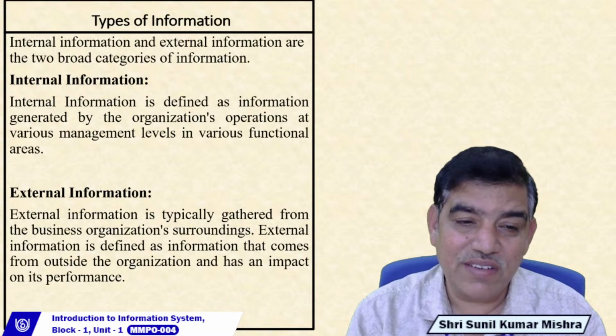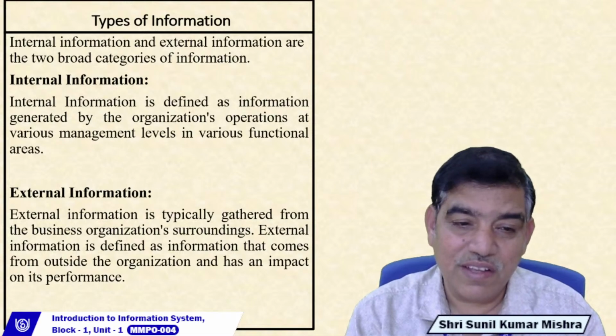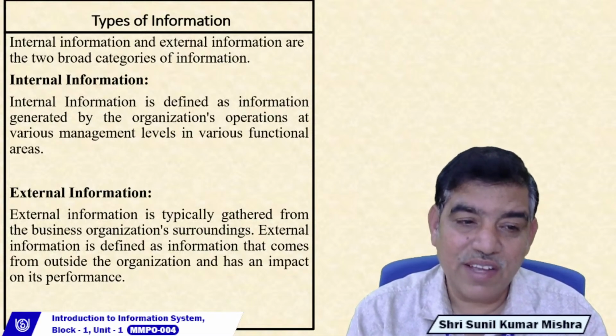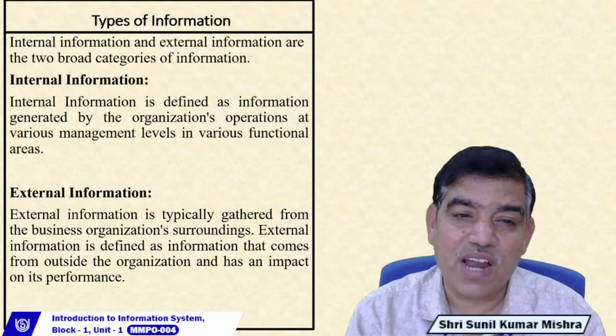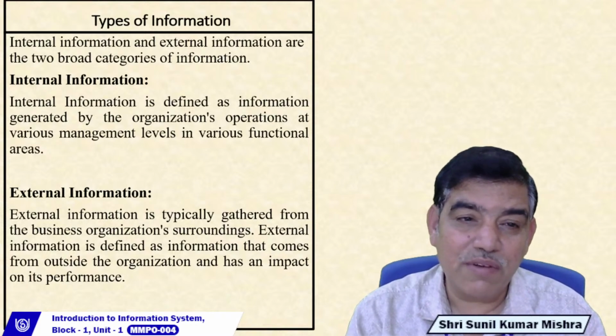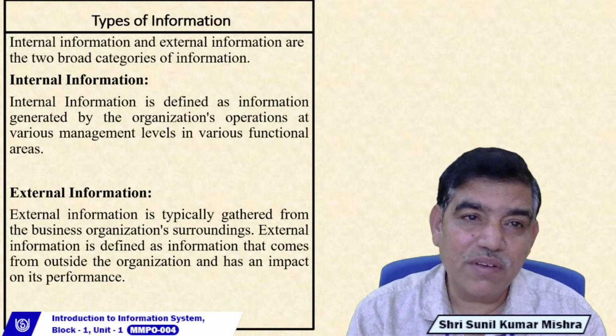That's why we need the external information of other organizations about the similar types of products they launched in the market. On the basis of that external information and internal information, the top level people always take the strategic decision, and the middle level people always take the tactical decision, short range planning decision. Ground level people, low level employees, supervisor level employees always take the operational decisions. So there are two types of information: internal information and external information.